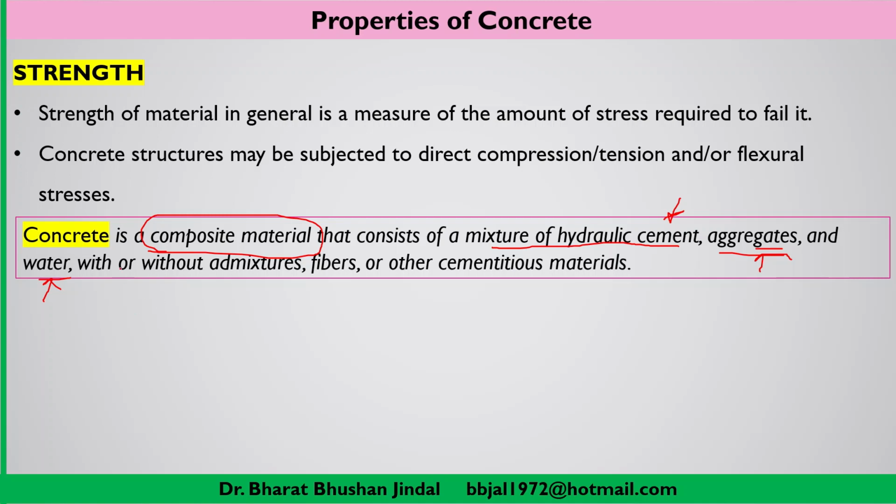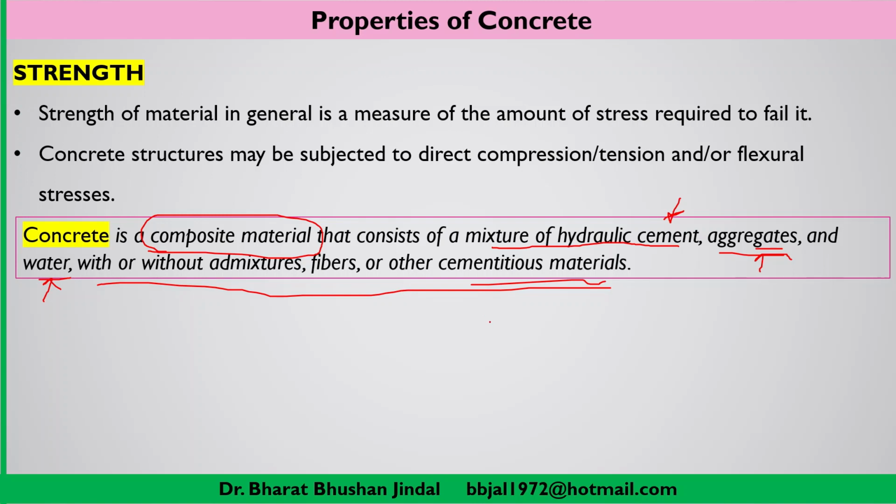Now you can prepare concrete only with the help of these three materials, or you can add some admixtures, some fiber or other cementitious material if you are interested in improving the basic properties of the concrete. As cementitious material you may add some fly ash, slag, silica fume, micro silica, and various other types of materials, and they will be termed as admixtures.